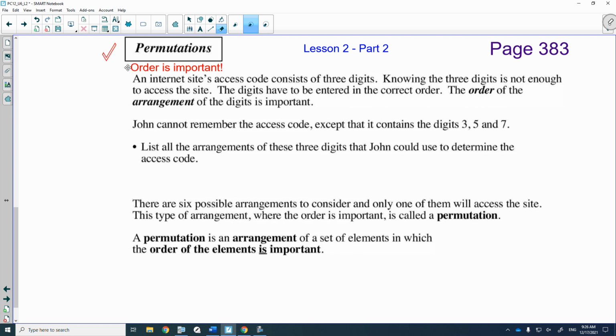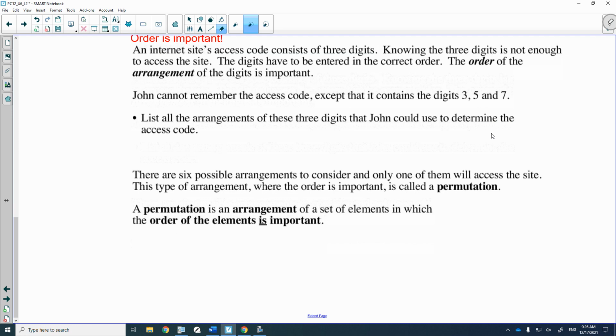If you had a 3-digit PIN number, and let's say your PIN number contained the digits 3, 5, and 7, how you enter those 3 digits is important. So for example, let's say that John forgot the order of the 3 digits. What are the possible combinations that they could be? So with the numbers 3, 5, and 7, his PIN number could be 357, or it could be 375. His PIN number could be 537 or 573.